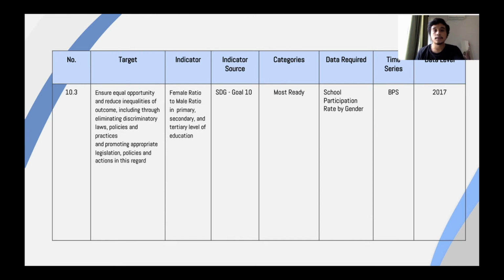This table shows the classification and measurement of our research and findings, where again the target or goal is to ensure equality and reduce inequalities of outcome, where the indicator is the female to male ratio at the educational level. And the data gathered is from BPS, which is the school participation rate by gender in 2017.